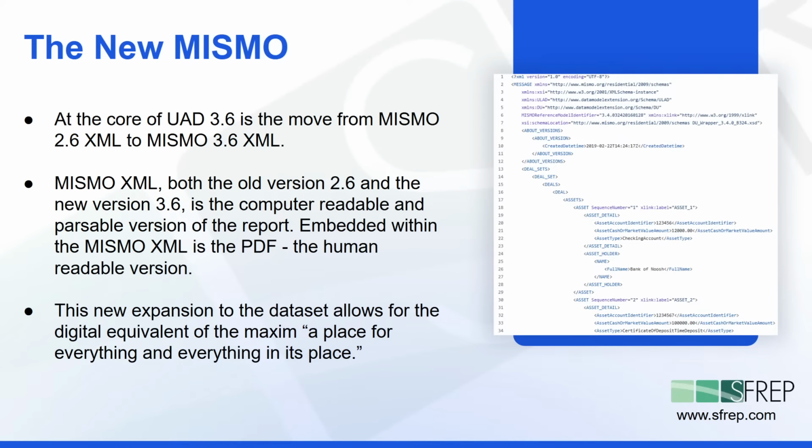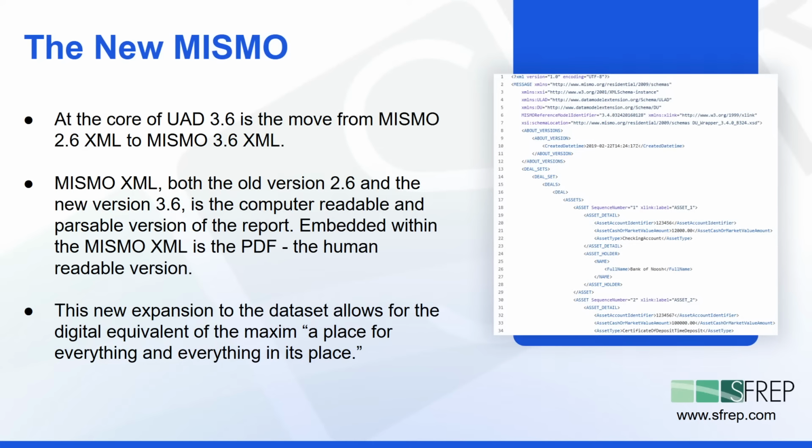But what XML is, it's a way to have universal data. It's like a universal data format. And the type that we deal with here in the appraisal industry is a particular flavor of it called MISMO. So MISMO XML, both the old version 2.6 and the new version 3.6, is the computer readable, parsable version of the report. Embedded in that MISMO XML is also the PDF, and that's the human readable version. They'll also have the PDF file inside the zip file.